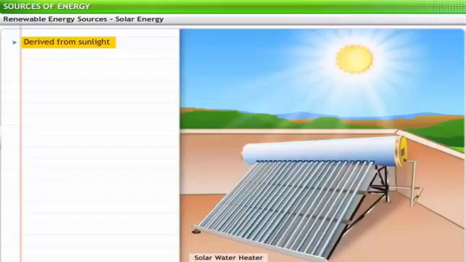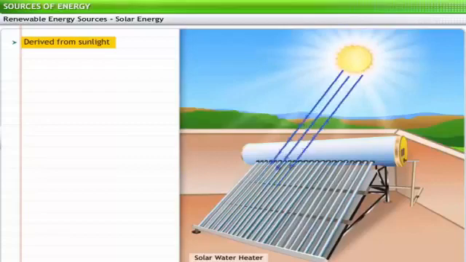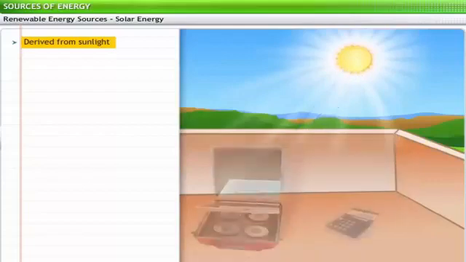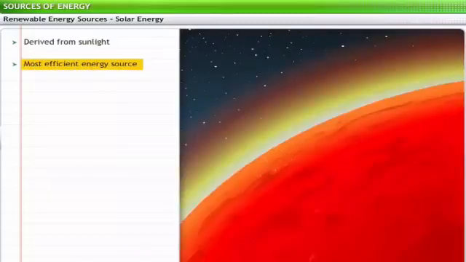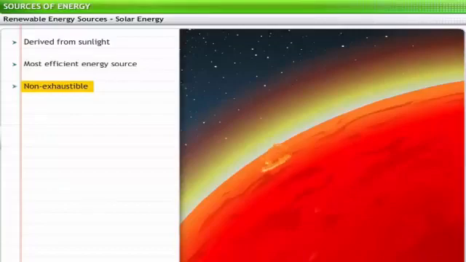We can see solar water heaters at many places, especially at hill stations where heating water consumes a lot of electricity. These heaters make use of solar energy from the sun. The use of solar energy is increasing and pervading our day-to-day lives in many ways. Solar cookers and calculators are already quite common. The sun is the most efficient source of energy available to us. Solar energy is a non-exhaustible source due to the continuous fusion in the sun's core.